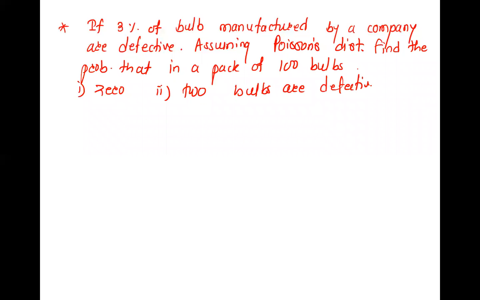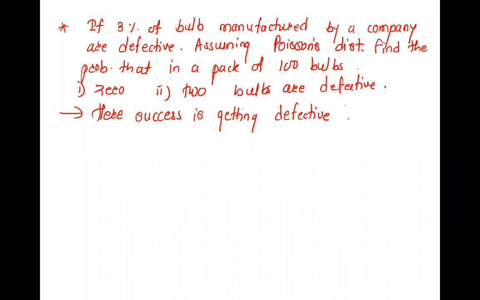First thing is success. Can you define success here? Defective bulb. Getting defective bulbs is a success. Whatever the question asks is your success. Here the question is about bulbs being defective, so getting defective bulbs is a success. Can you define P then? 3 upon 100. 3% of bulbs manufactured are defective, so 3 by 100, that means 0.03.